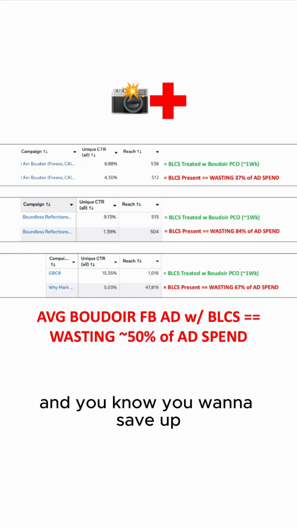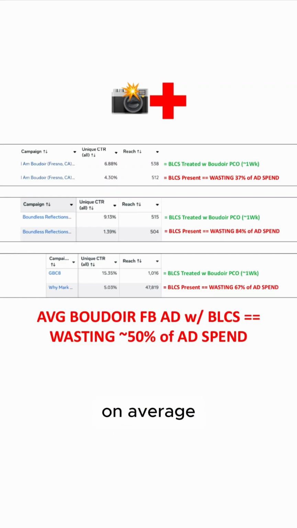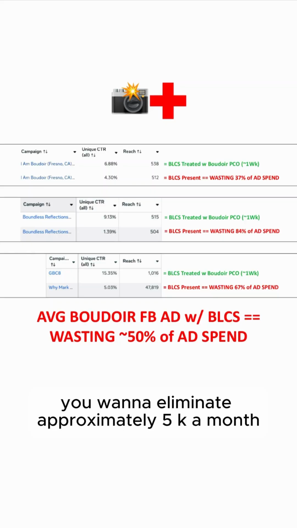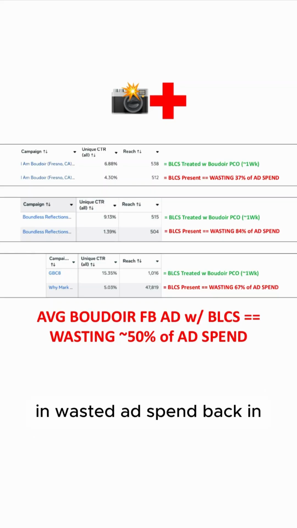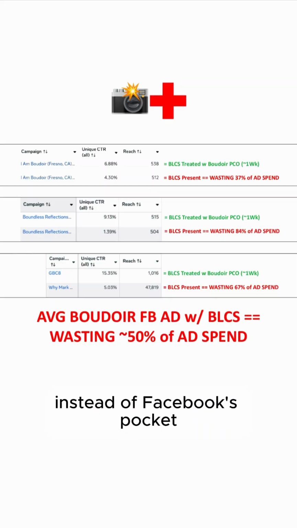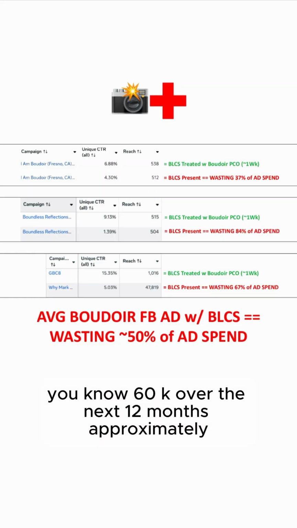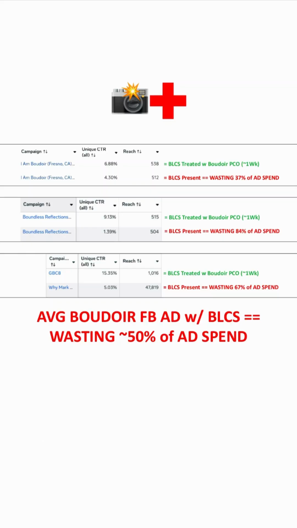And you want to eliminate, on average, approximately 5K a month in wasted ad spend. Put that back in your pocket instead of Facebook's pocket, where it's being wasted. 60K over the next 12 months approximately.